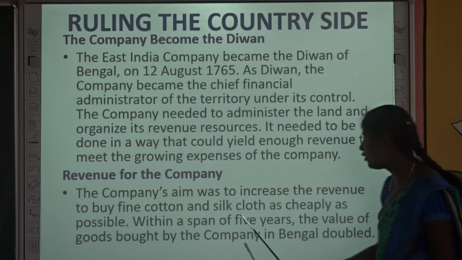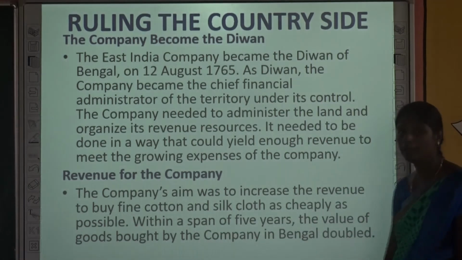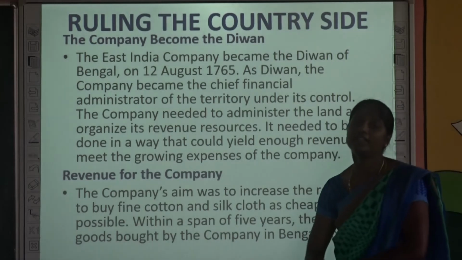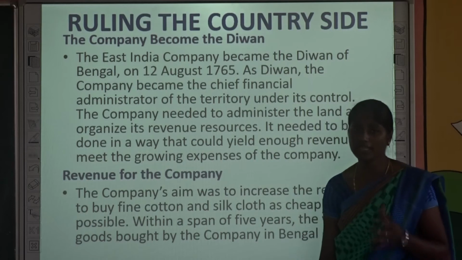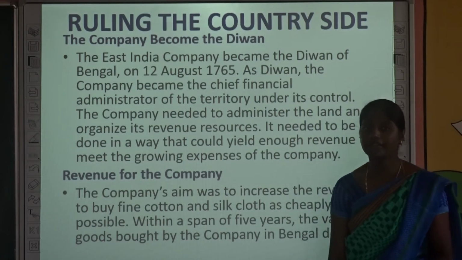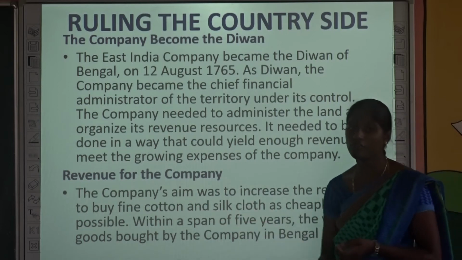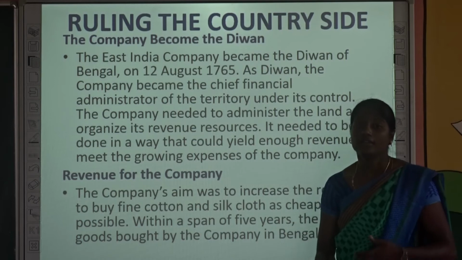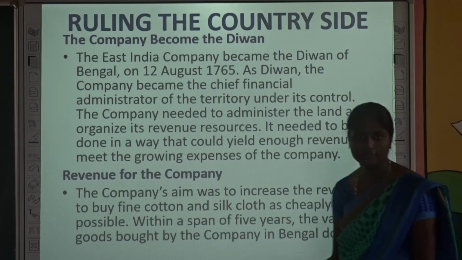And within a span of 5 years, the value of goods bought by the company in Bengal doubled. So while they entered India as traders, they had only a little amount of goods to export to their country. So later on, after collecting all the taxes of India, they doubled the export goods to their country.